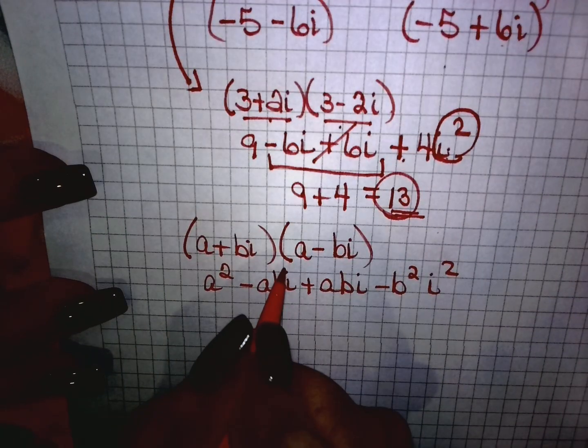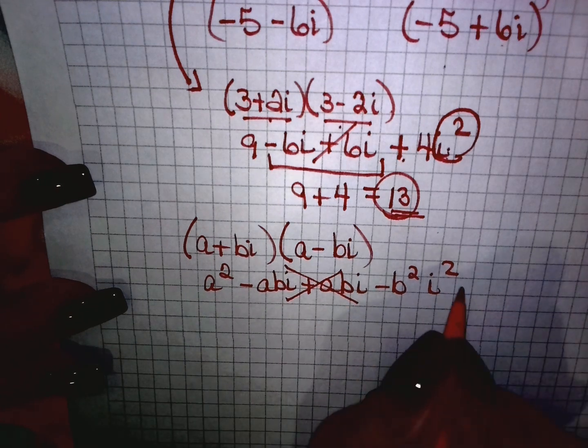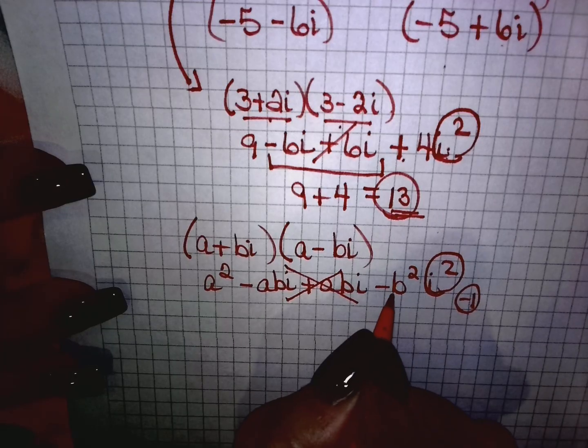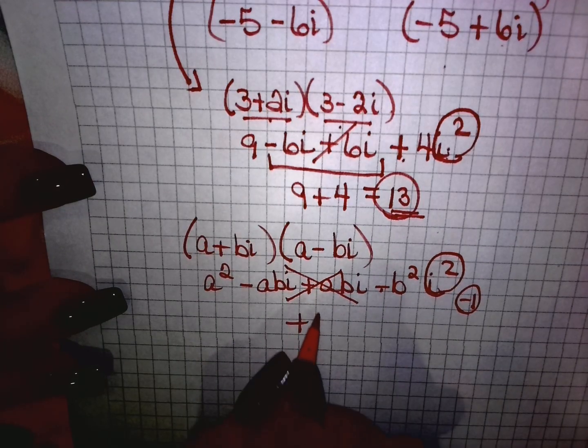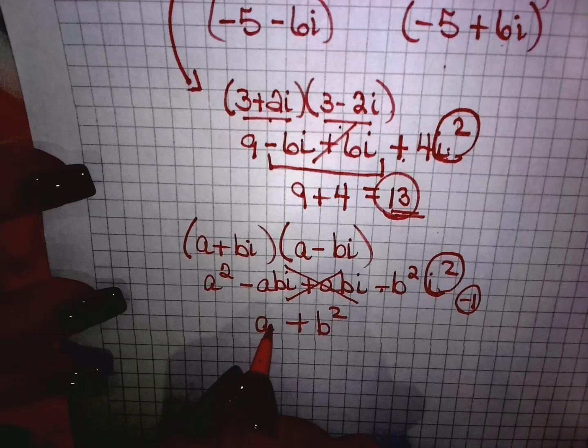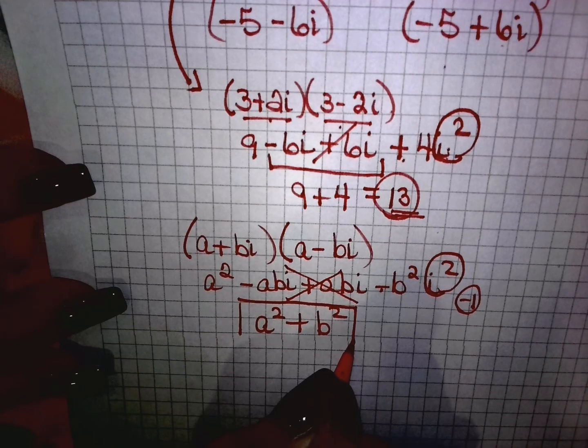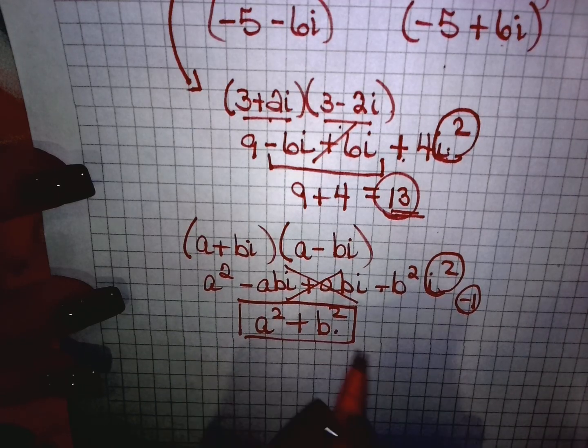Once again, these two guys go to 0. The i squared becomes a negative 1. Negative 1 times a negative b squared is a positive b squared. So you are left with just a squared plus b squared.